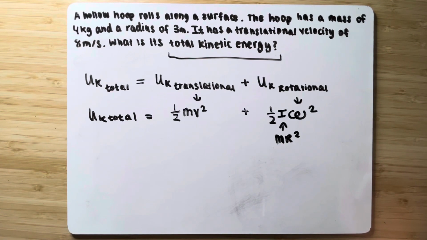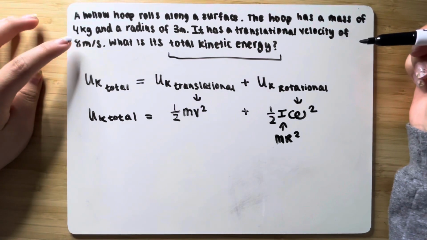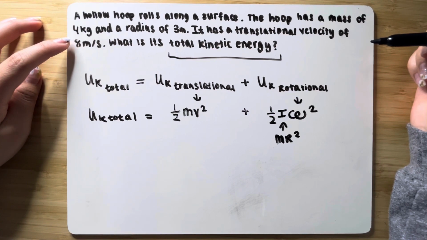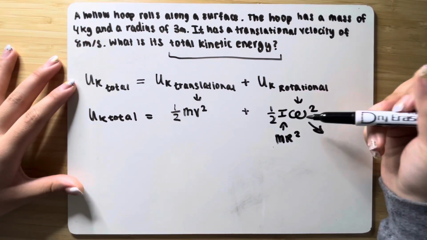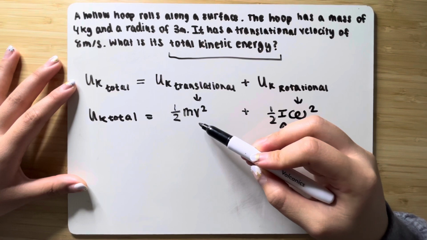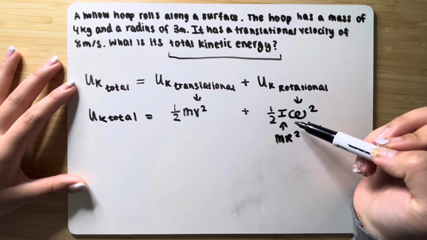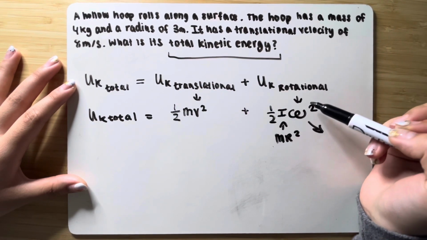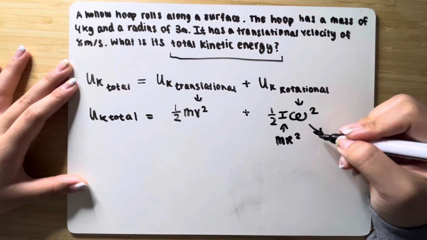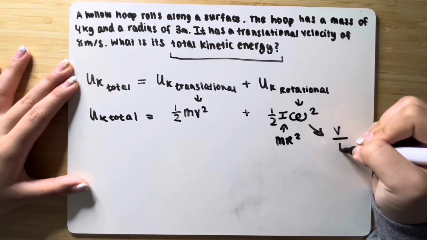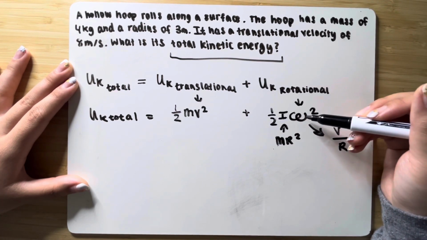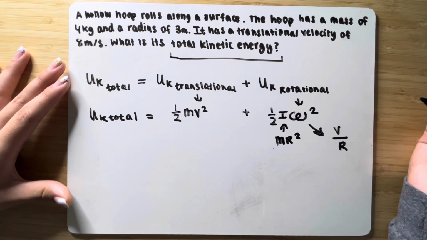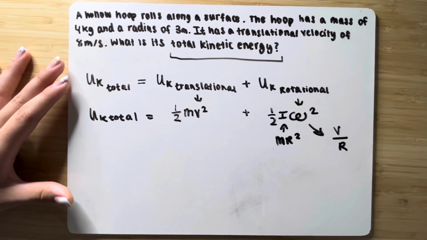Now, the second thing you need to know is this problem doesn't state omega. So we need to understand that omega is the same thing as velocity, but what makes it different is that it's in an angle, so it's rotational. So you can rewrite omega as velocity over the radius, because this is what is going to make it rotational velocity.